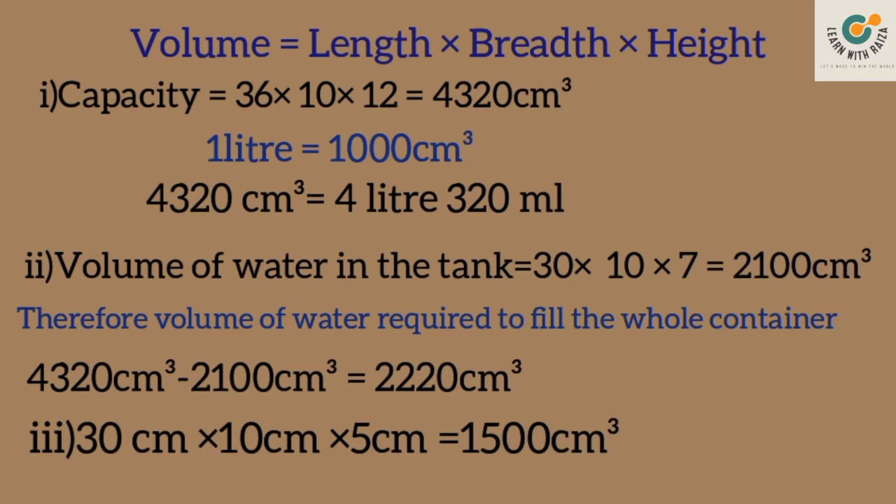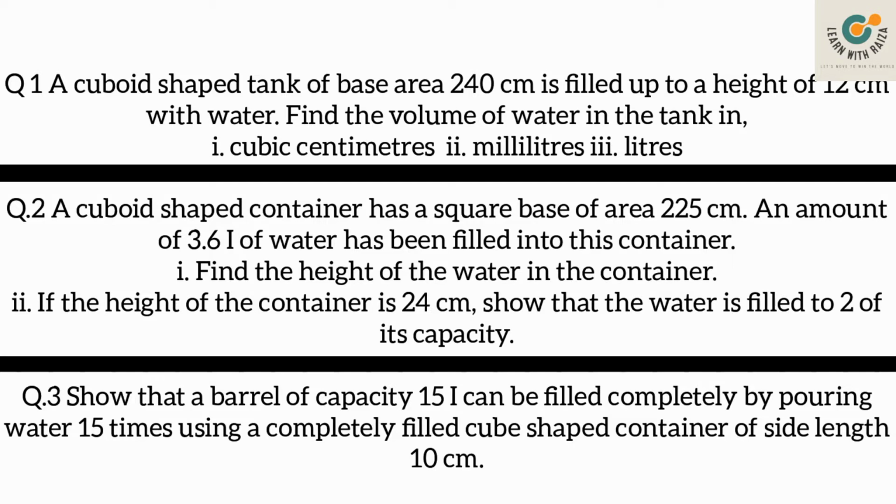Alright, now we'll go to the discussion of more questions based on volume and capacity. The first question: a cuboid shaped tank of base area 240 square centimeters is filled up to a height of 12 centimeters with water. Find the volume of water in the tank in cubic centimeters, milliliters and liters. So we are going to do the first question.